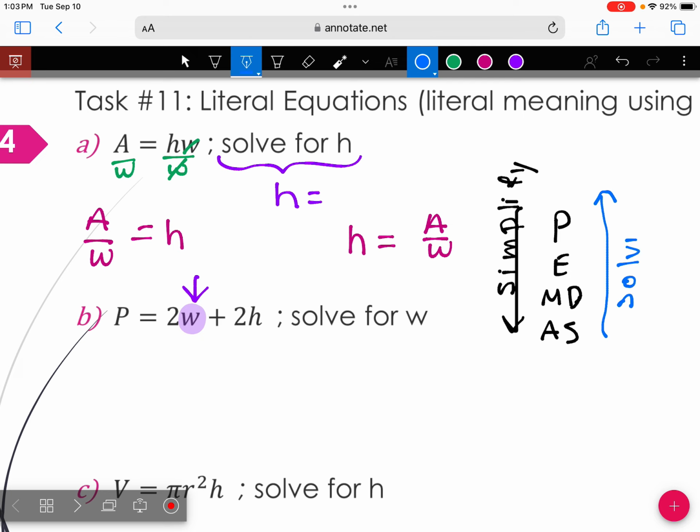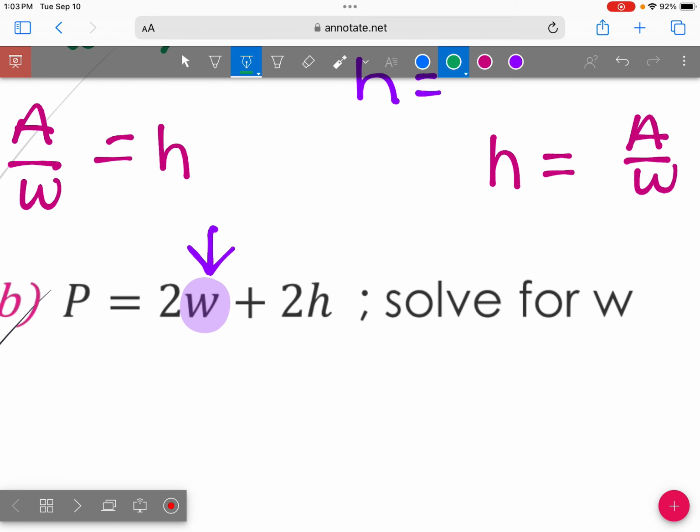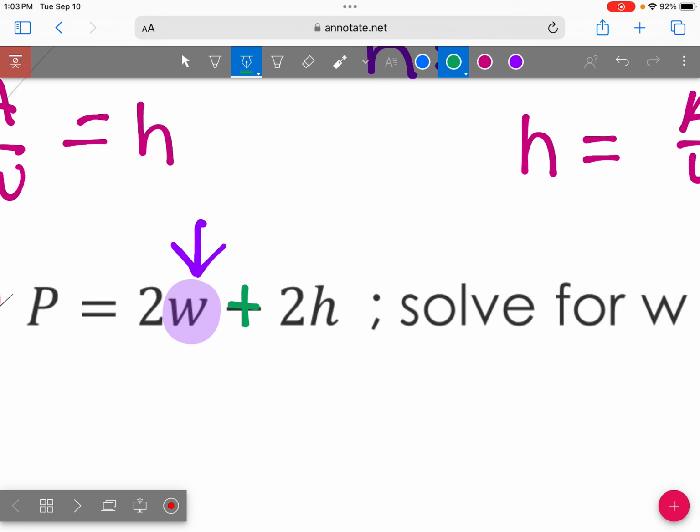So if we're solving and you're not sure where to start, start with things that are being added and subtracted. I'm not saying it's the only option. There are lots and lots of different paths through. But if we're not sure where to start, start with things that are being added and subtracted to whatever your target is. So what is being added to my W? More than just 2. What is being added? 2h. So we can subtract the 2h from both sides.